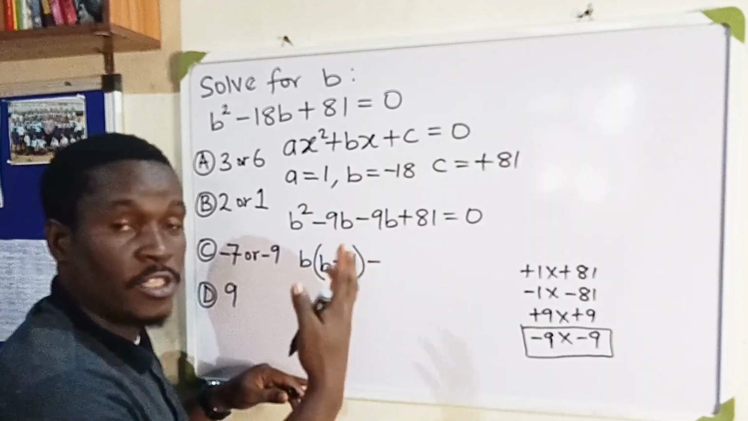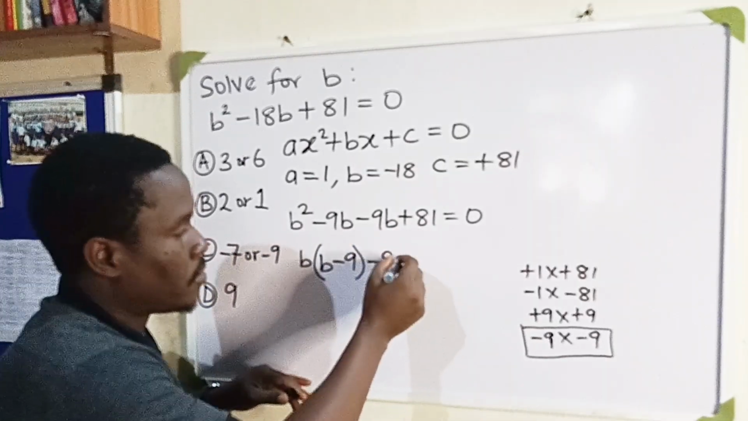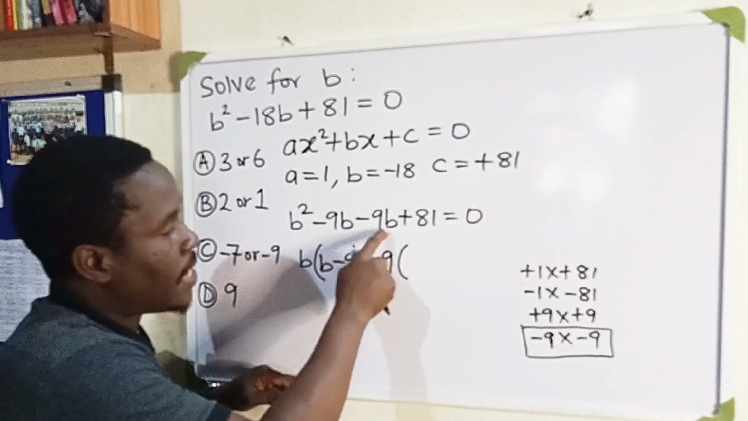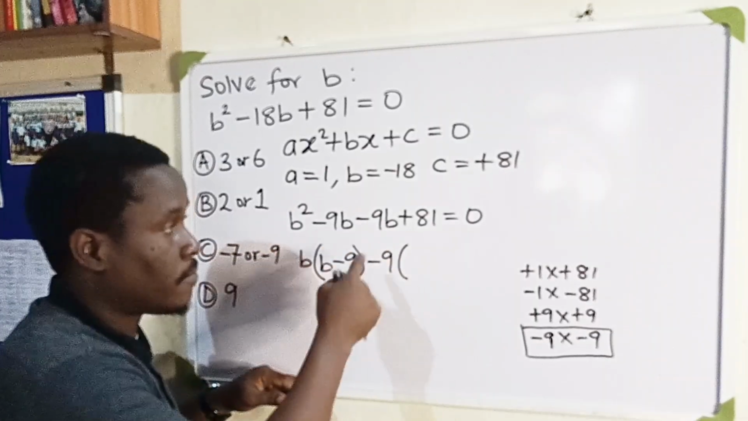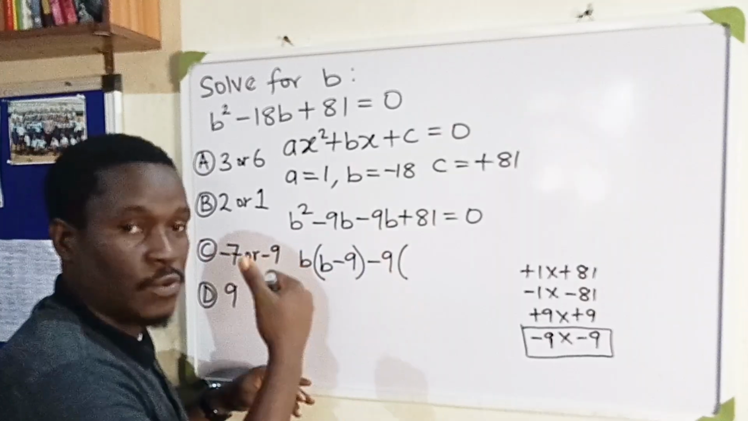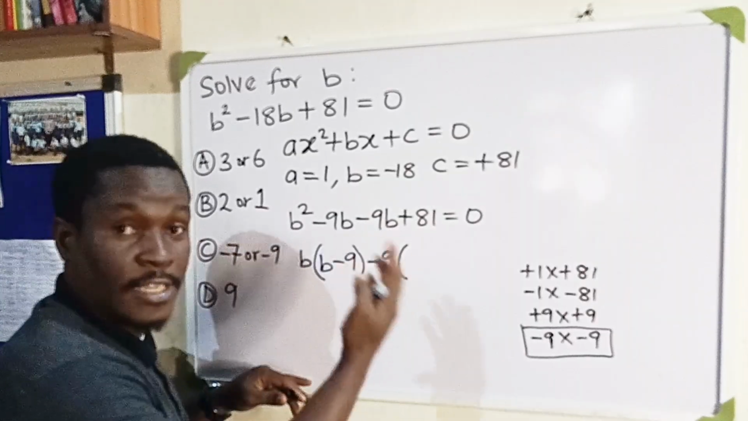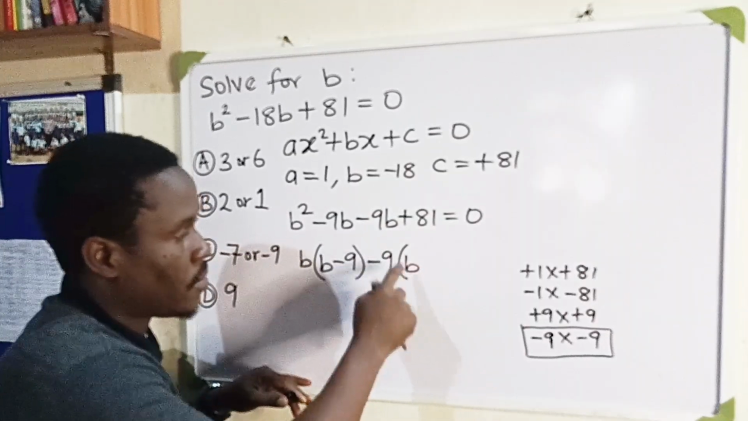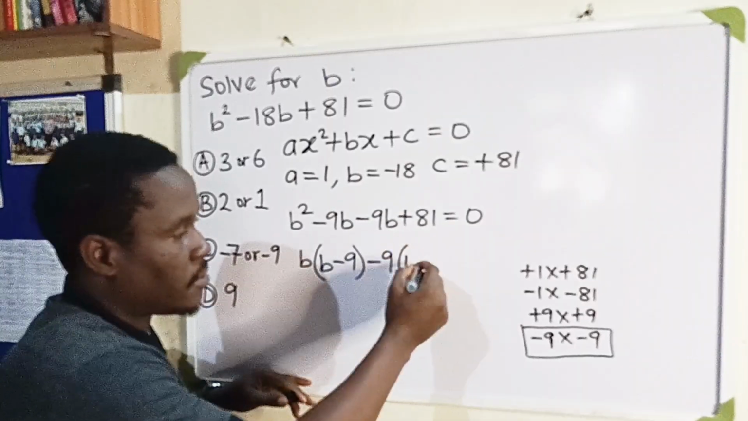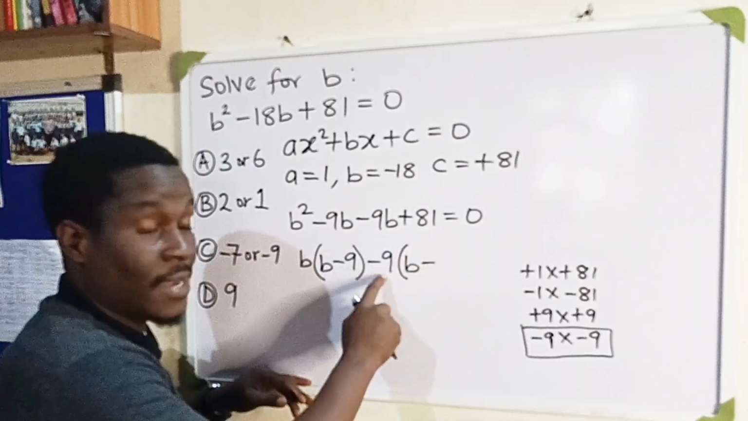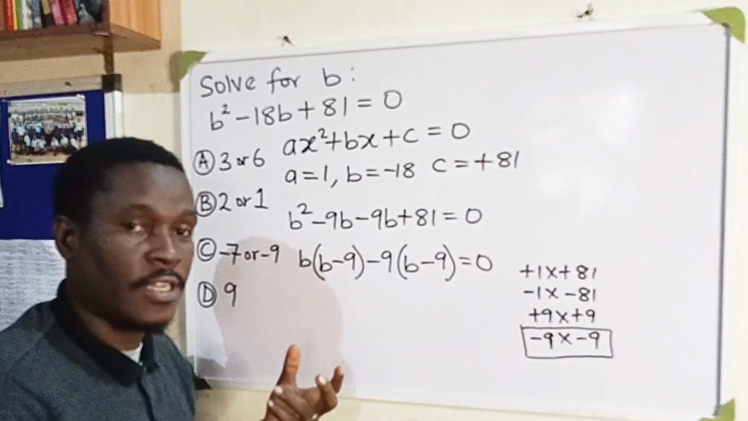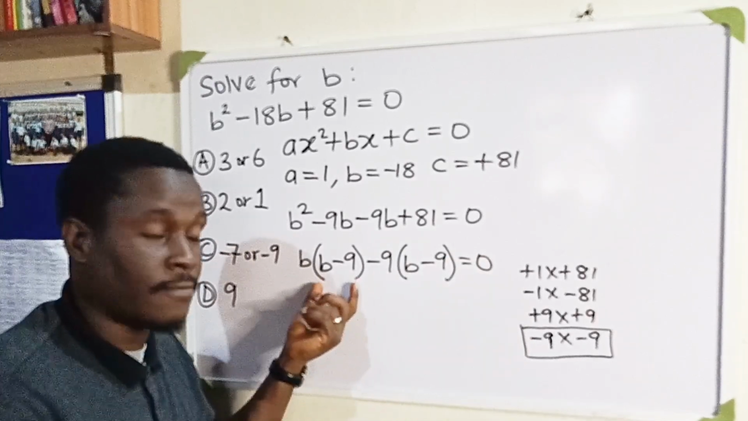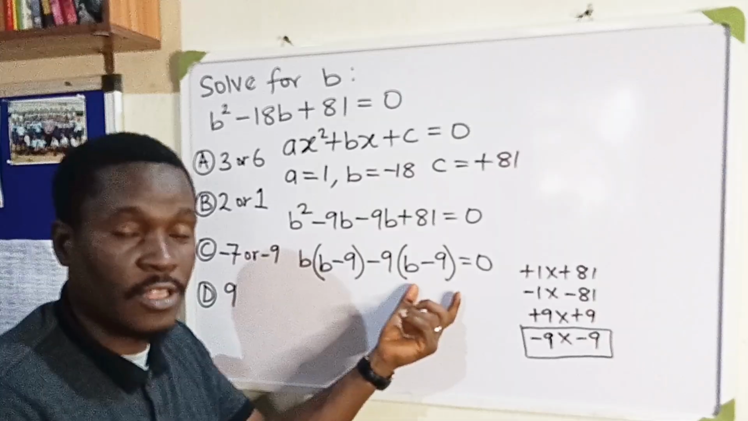Now minus 9b and 81, what is common? 9 is common. You open the bracket. Minus 9b divided by minus 9: minus divided by minus gives you plus, and 9 divided by 9 gives you 1. There's no b here, so we have b. Plus divided by minus is minus, and 81 divided by 9 is 9. If you're on the right track, you discover that whatever you have in this parenthesis is what you're going to have in this other parenthesis.